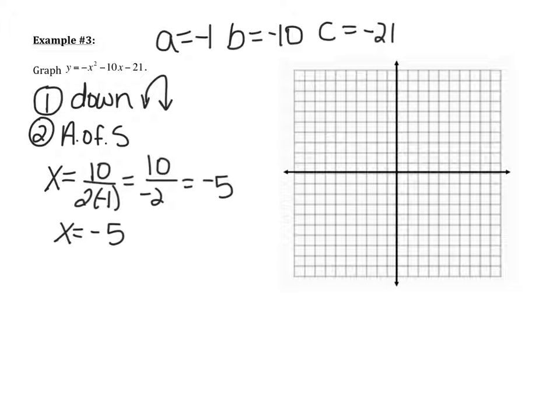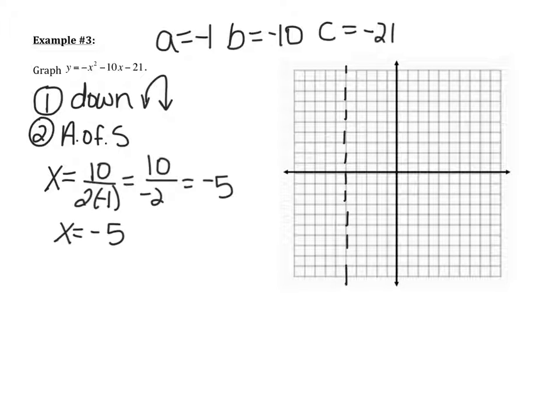So we're going to go to our graph and count over 1, 2, 3, 4, 5 units and draw a dotted line for the axis of symmetry. And remember, this axis of symmetry will be very useful later when we go to graph our parabola, knowing that if we have, for example, a point 2 units to the left of the axis of symmetry, I know I have a point 2 units to the right of the axis of symmetry.